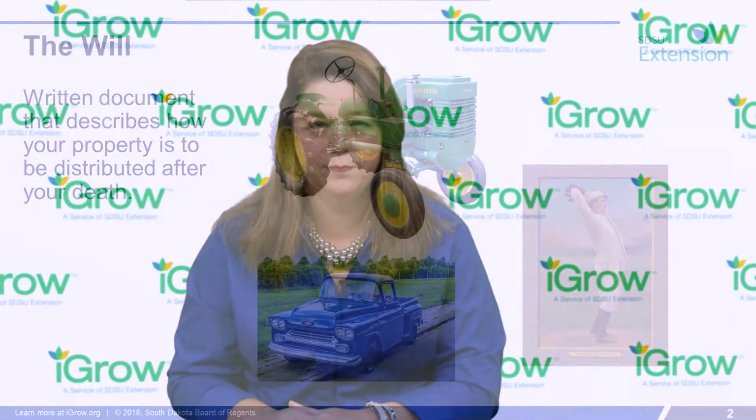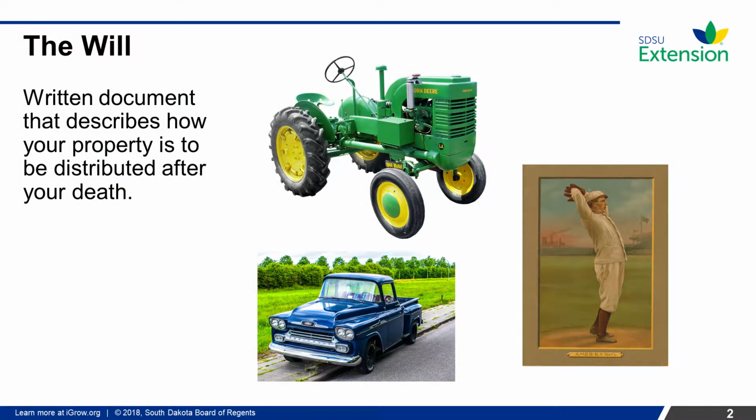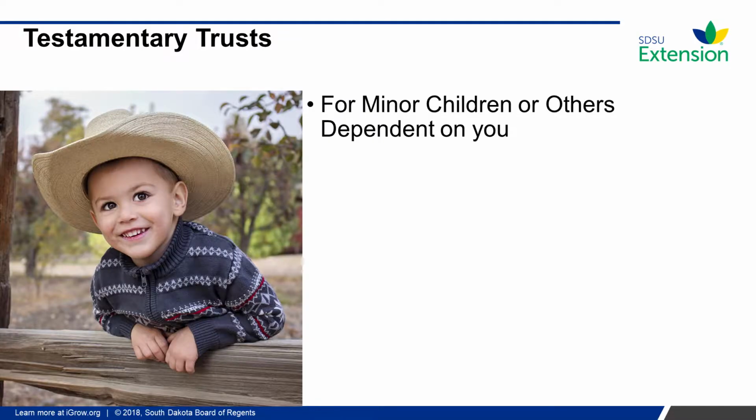A will is a written document that describes how your property is to be distributed after your death. Generally created by an attorney, the will is a blueprint that explains what will be transferred, how it will be transferred, and sometimes what can be done with the asset. Wills are also used to nominate guardians for minor children and provide distribution instructions for assets after death.